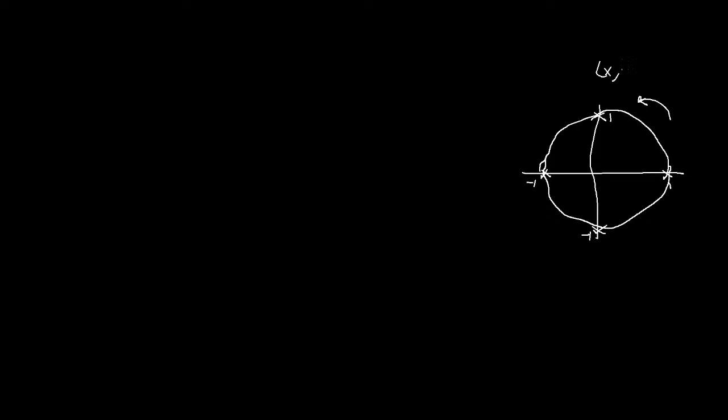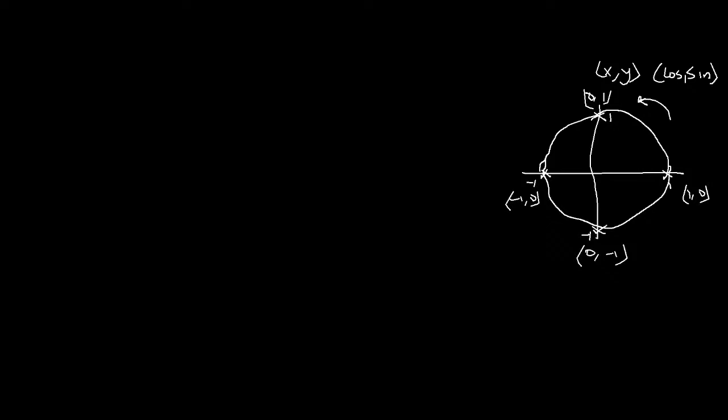Okay. So whenever we have coordinates, we often write them in the form x, y. But when we are dealing with trigonometry, we're going to write the point as cosine, sine. So this is going to be 1, 0. This is going to be 0, 1. This is going to be -1, 0. And this is going to be 0, -1.